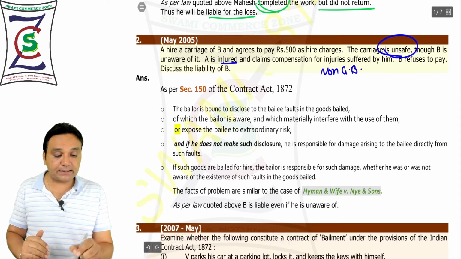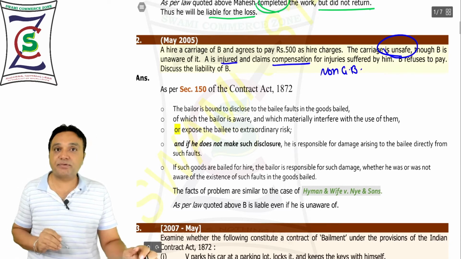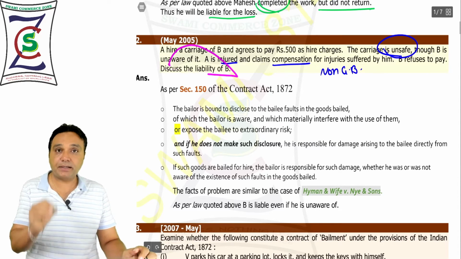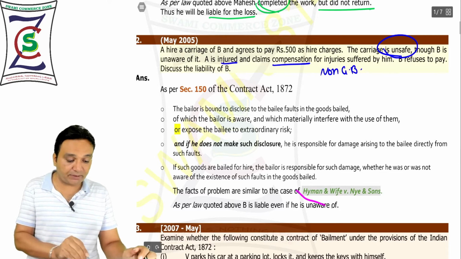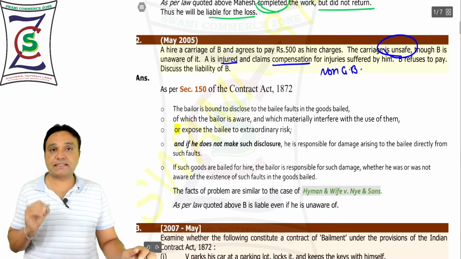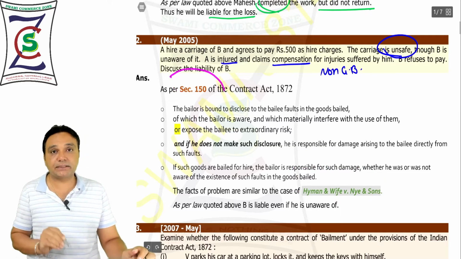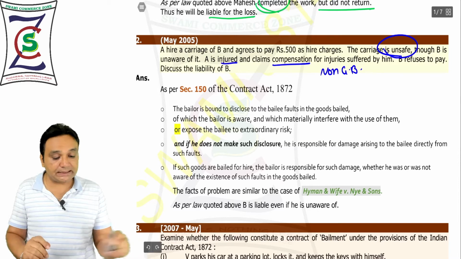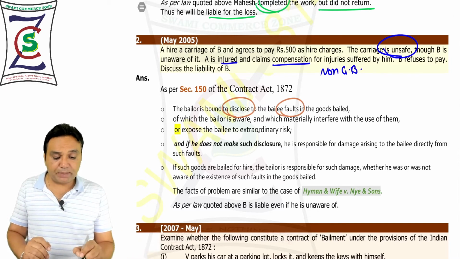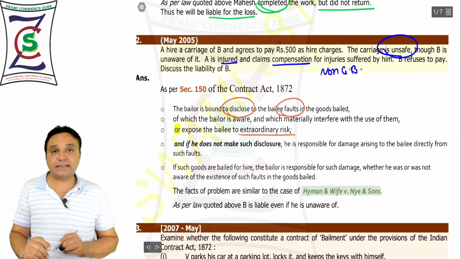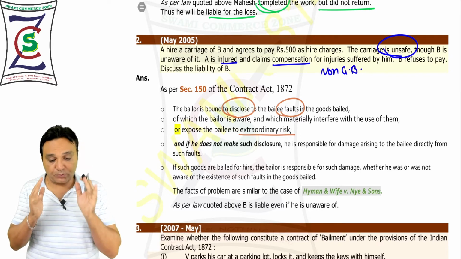And now Mr. A is injured and claims compensation. But B is refusing to pay. So discuss the liability of B, he is gonna be liable. And the facts of the problem are similar to the case of Hyman and wife versus Nye and Sons. Even you can quote this particular case as well. Obviously the section is 150 that you are bound to disclose the fault in the goods or which may expose the bailee to the extraordinary risk, or you may say the dangerous nature of goods. It's a carriage, so you are bound to tell.